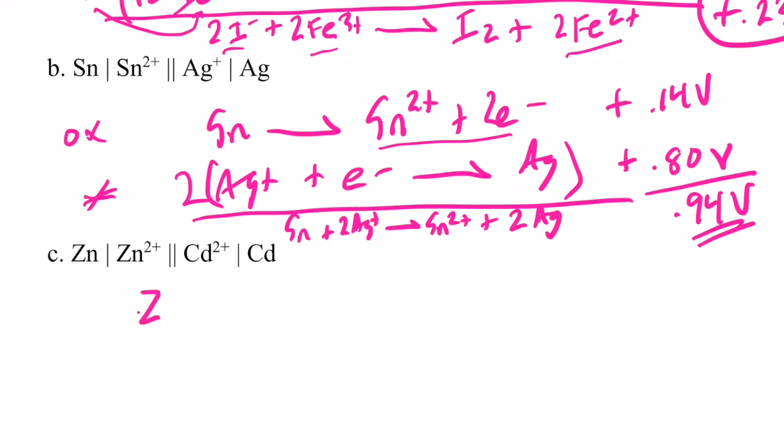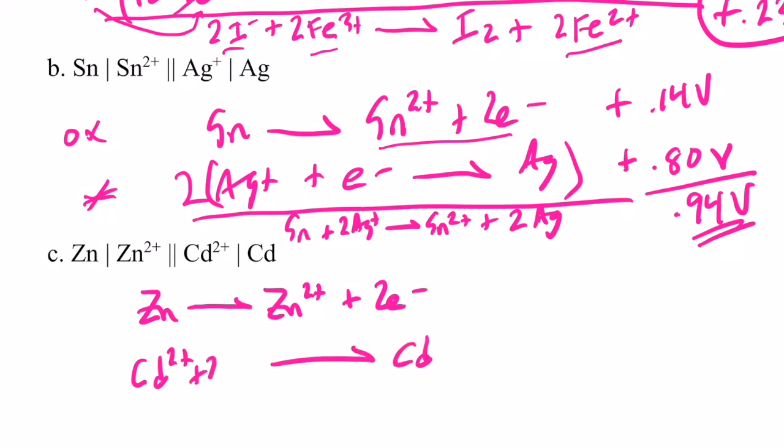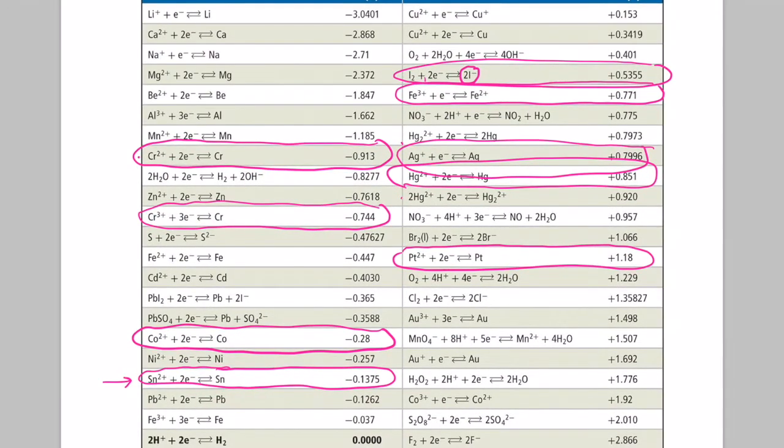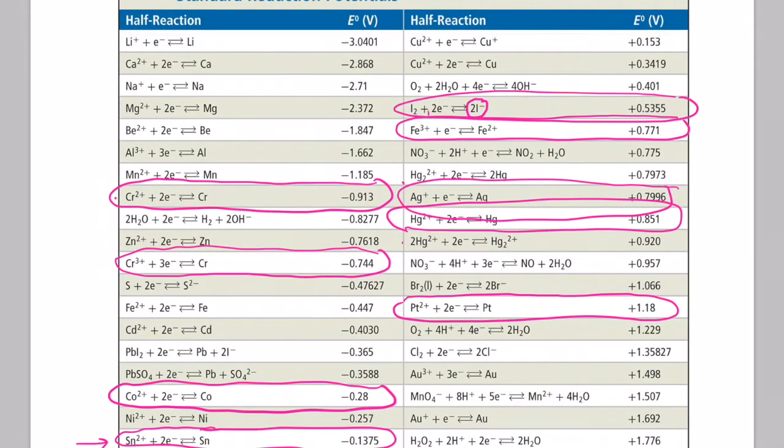All righty, looks like Zn is becoming Zn2 plus, and to do that, it has to get rid of 2 electrons. And it looks like my cadmium 2 plus became cadmium, but to do that, it had to gain 2 electrons, didn't it? So let's look this one up first because that definitely is reduction. So cadmium 2 plus 2 electrons makes cadmium.